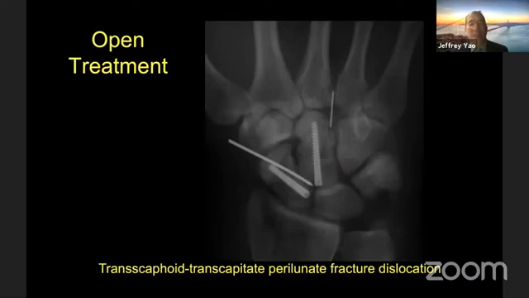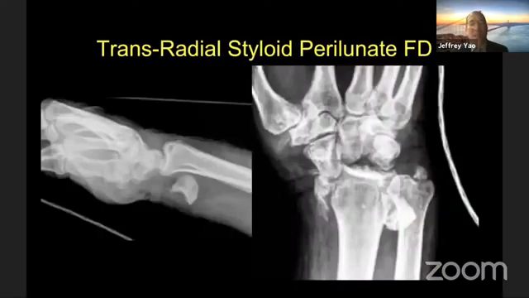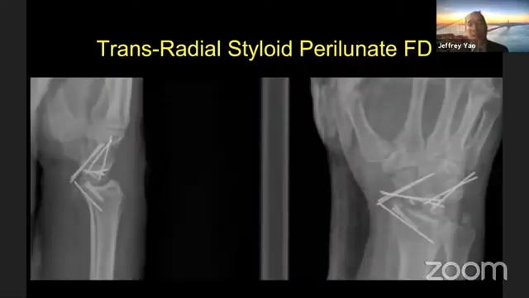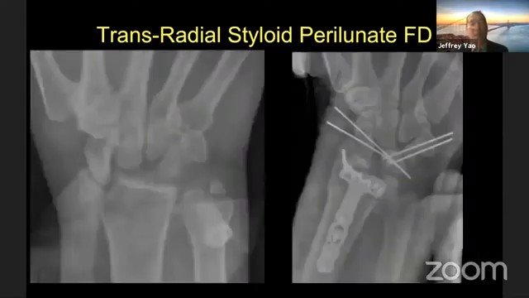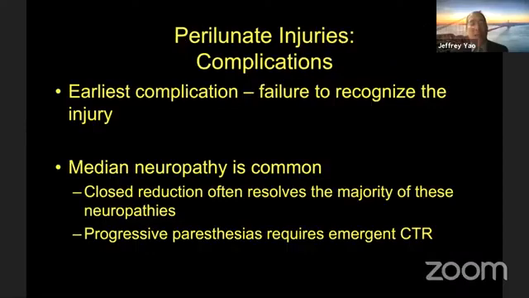So fixing the scaphoid and the capitate in that scenario. You can have all different variants. Here's a transradial styloid perilunate with a complete dislocation of the lunate, treated with radial styloid fixation, reducing the lunate and pinning everything. Again, the lunate being the keystone. Here's another transradial styloid perilunate. So you could see multiple different fracture patterns that you'll often encounter.